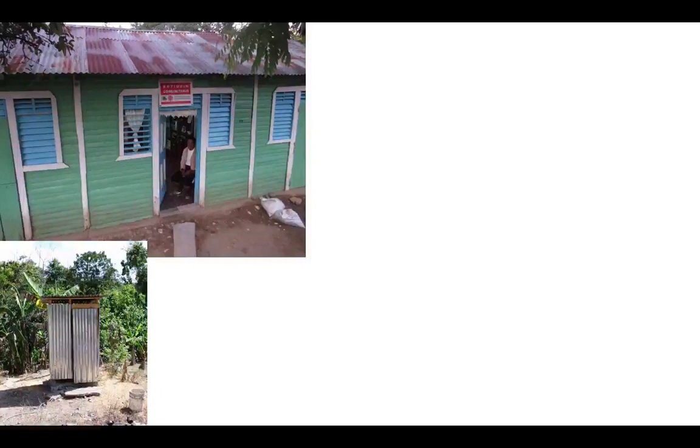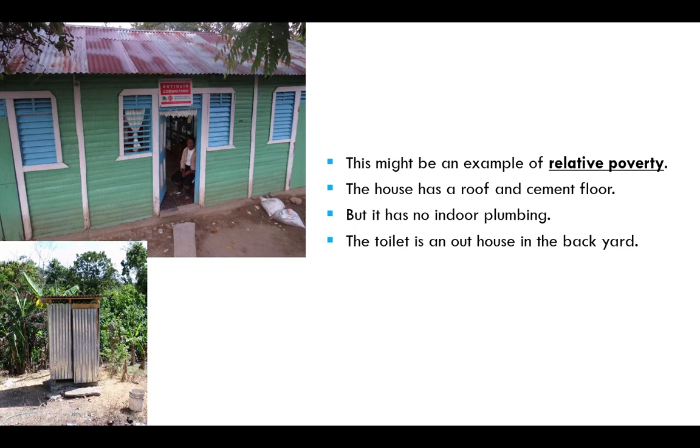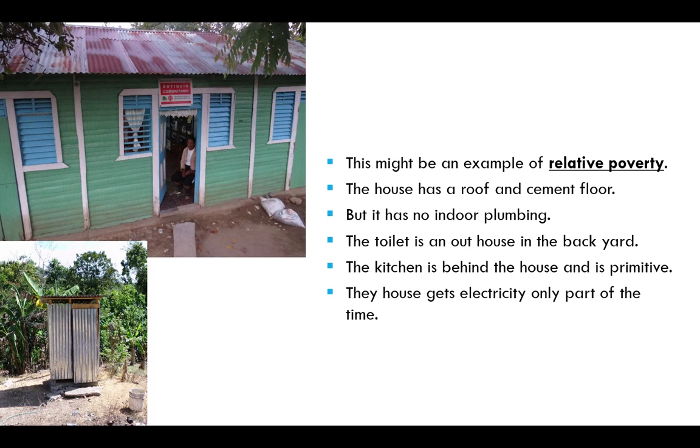Here's another area that we stayed in the Dominican Republic. This could be an example of relative poverty. The house has a roof and a cement floor, but it doesn't have any indoor plumbing. We had to go outside to use the outhouse, and when it was time to take a shower, we had a bucket of water and we just used a little sponge and cleaned ourselves. The toilet, as I said, is in the backyard. The kitchen's also in the backyard behind the house. It's very primitive. This house gets electricity, but only part of the time. The electricity rotates around the community.